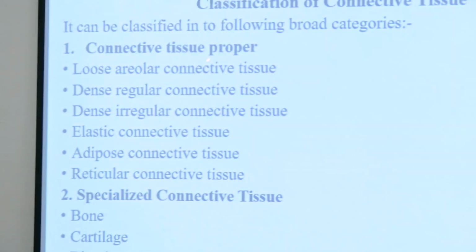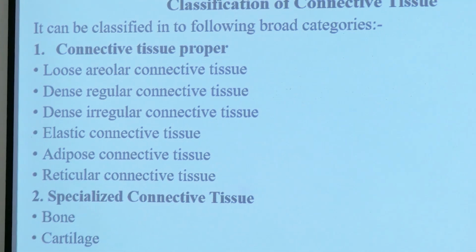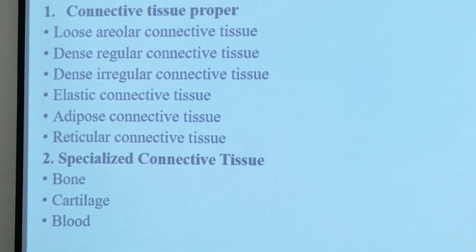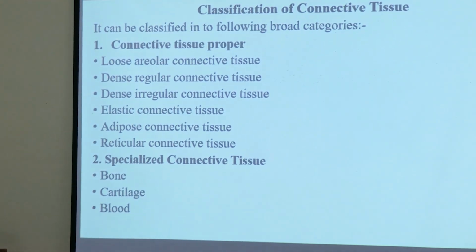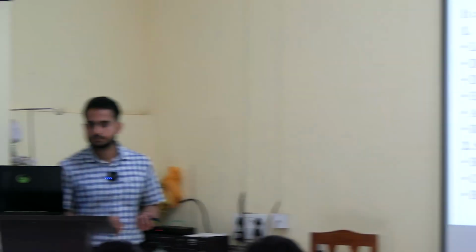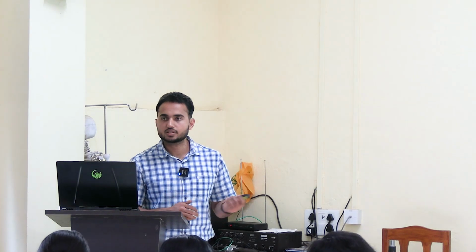Next, the classification of the connective tissue. So two types of connective tissues are there: connective tissue proper and specialized connective tissue. Connective tissue proper and specialized connective tissue. So, what is the difference between these two? Any idea? What are the differences between these two?